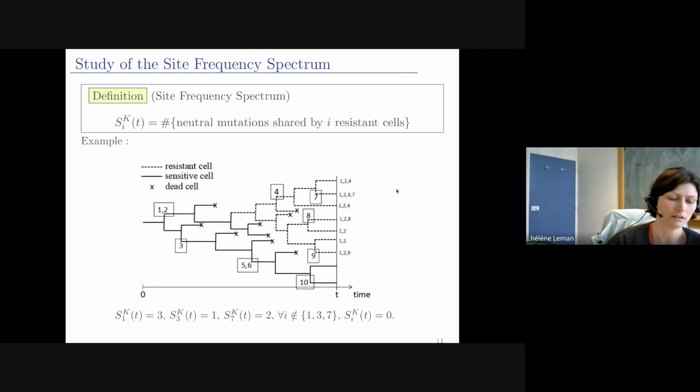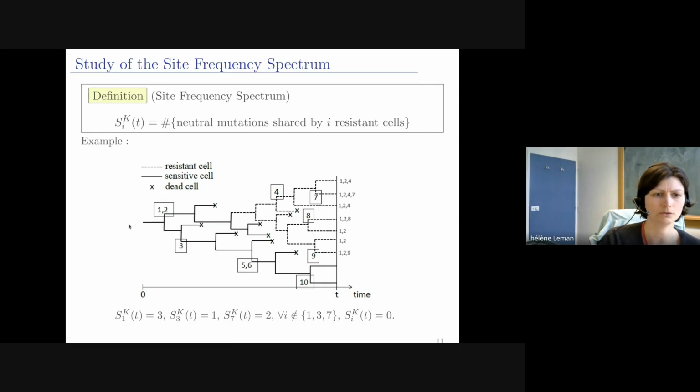We study the following data, which is the site frequency spectrum: for each i, it's the number of neutral mutations shared by i resistant cells. It's really a classical data in biology. Sometimes it's more the variant allelic frequency, but it's really related to this site frequency spectrum. I put here an example to make it easier to understand.